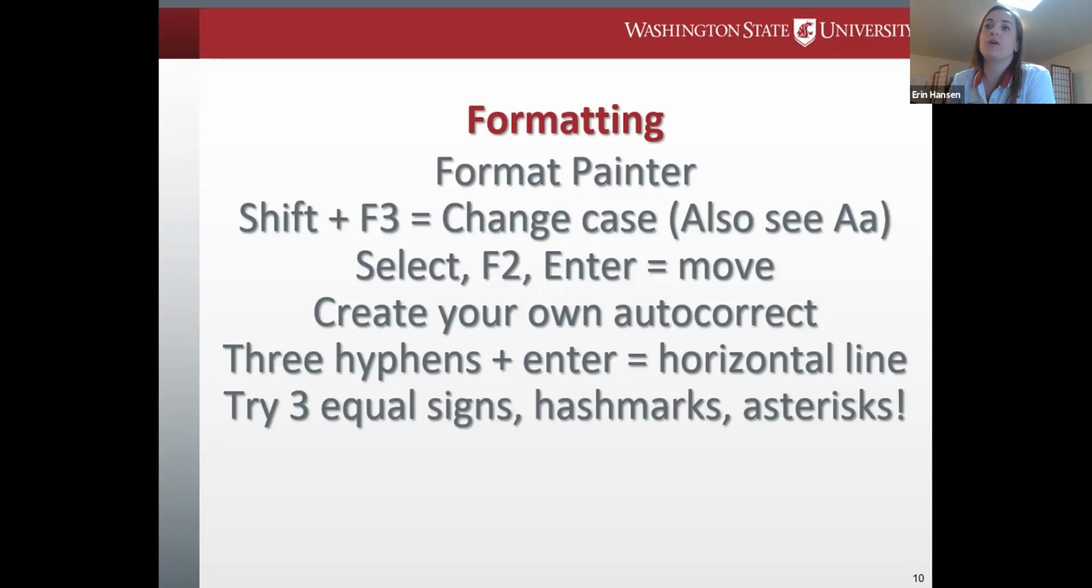You can also, if you're looking to break up a document, use essentially three hyphens and then press enter. You'll get a horizontal line. You can also do this with equal signs, hash marks, or asterisks. If you use this in Outlook, you can also do three instances of an underscore, and you'll get a bolded line as well.